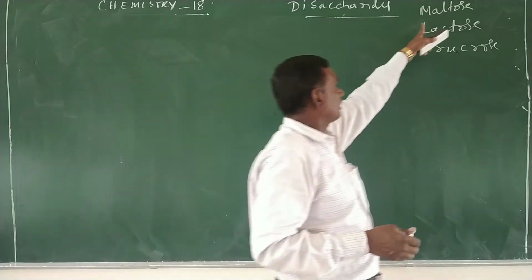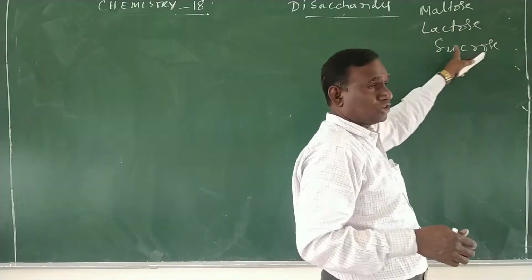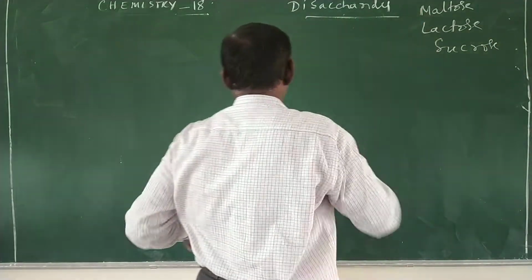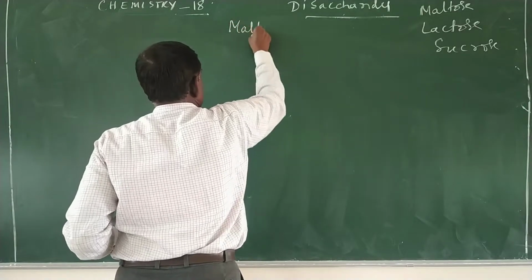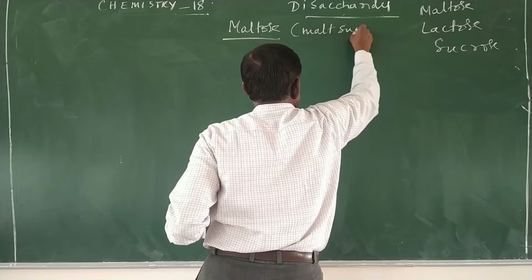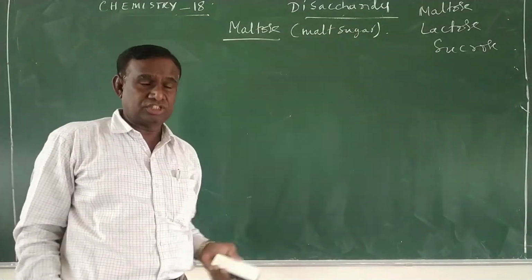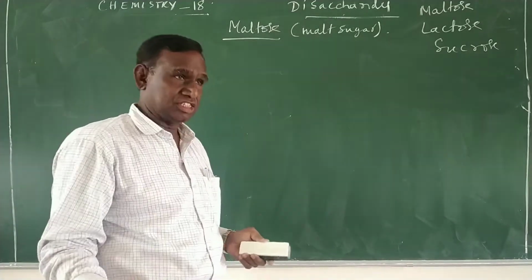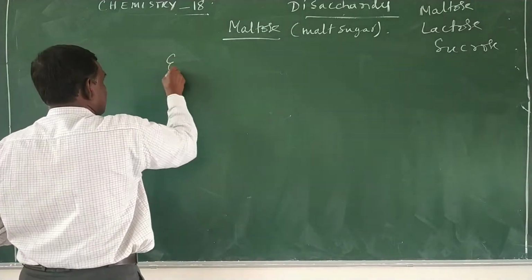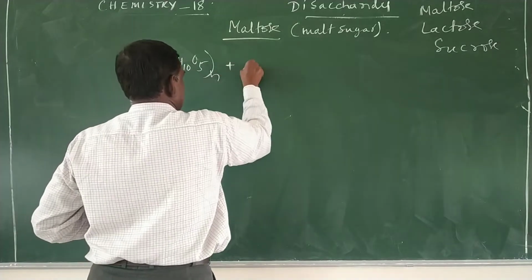We know that maltose is called the malt sugar, lactose is called the milk sugar, sucrose is called the cane sugar. So now I am going to take the first one, maltose. This maltose is also called malt sugar, since it is obtained by the hydrolysis of starch by the enzyme diastase present in the malt. For example, what is the formula for starch? (C6H10O5)n plus H2O.